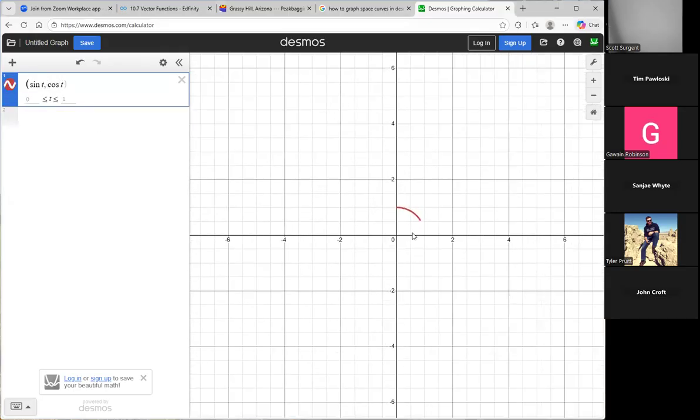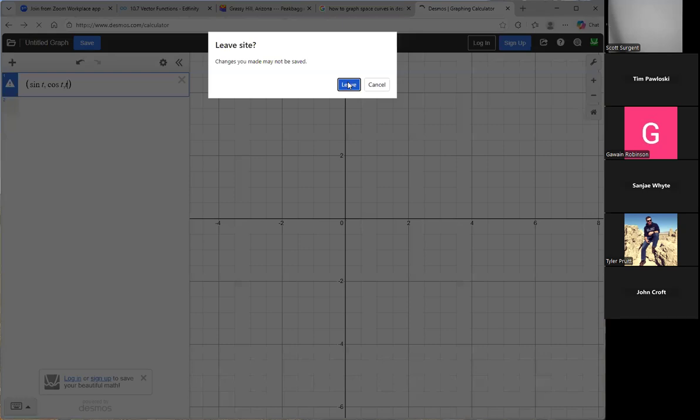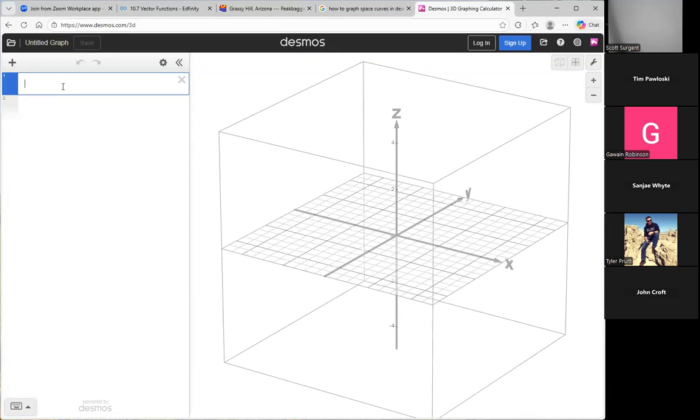For 2 dimensions, it's easy. You just type in the functions this way and then play with the range, let's say here it's going to be 6.28. There you go, a circle. Now for 3 dimensions, I don't know. Let's see what happens. Didn't like that, so I'm going to go back out and try the 3D grapher.